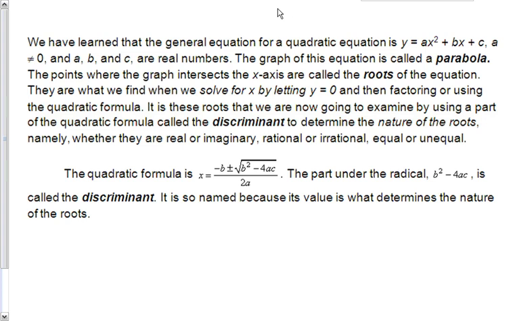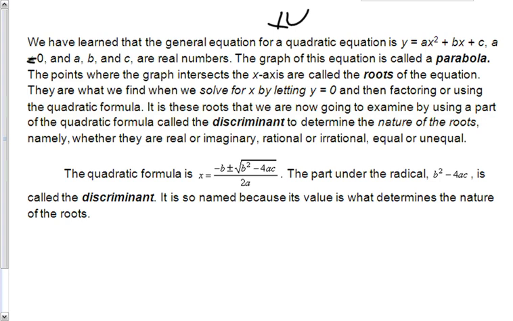We know it's a parabola, which is U-shaped. Now the point where they intersect the x-axis is called the roots, or the solution to when that equals 0. This should be an equal sign. We've done it by factoring, but now we have this quadratic formula. From the quadratic formula, we're going to examine part of that formula, and it's going to tell me what the roots look like. It may not tell me what the roots are, but it's going to tell me what they look like.